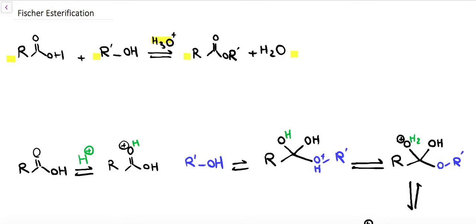So a quick note before we start the mechanism: the Fischer esterification is an equilibrium process. Energetically, the products have nearly identical stability to the starting materials, and thus there is no driving force for the reaction. Remember that esters can get hydrolyzed in the presence of water and acid, so this reaction can go backward to give us alcohol and carboxylic acid again.